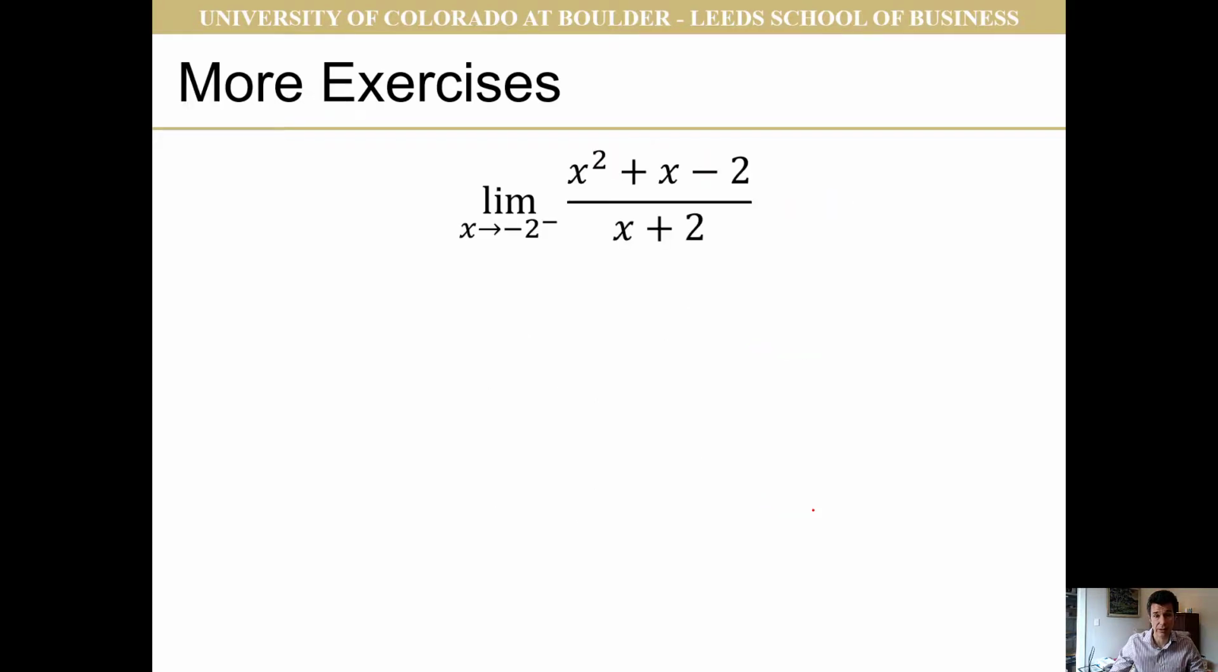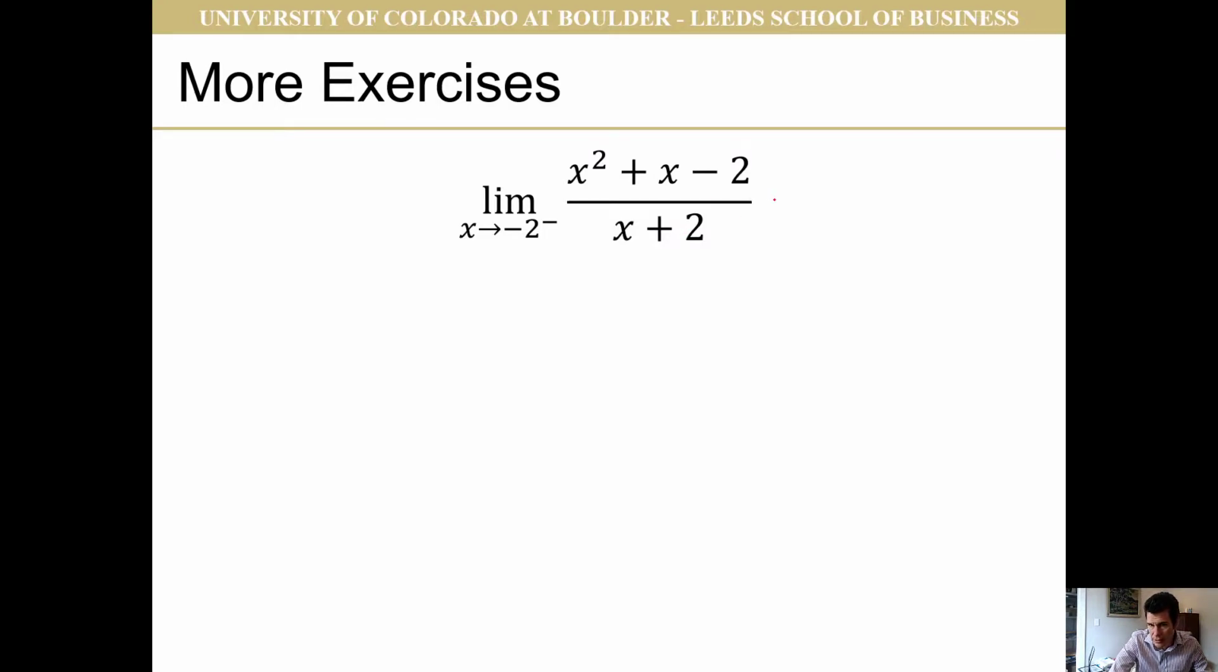Next exercise. The limit as x goes to -2 from the left of (x squared plus x minus 2) over (x plus 2). Well, let's think about this one. If we put -2 into the numerator, we have 4 minus 2 minus 2, which is 0, divided by x plus 2, which is also 0. Again, it's 0 over 0.